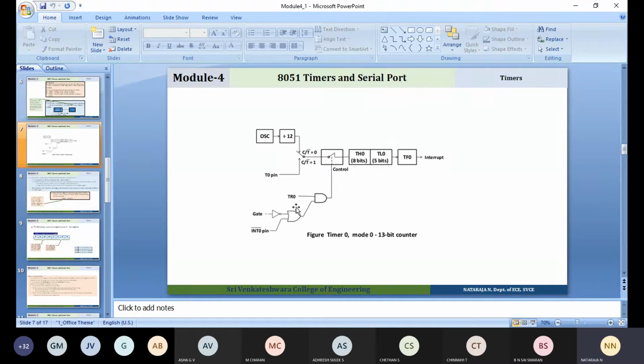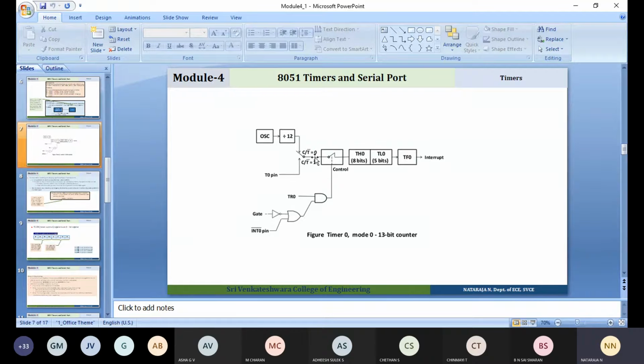We are not going to study programming with respect to mode 0. We are going to study programs based on mode 1 and mode 2 especially. Here the oscillator frequency will be divided by 12 clock cycles, that is 1 machine cycle.